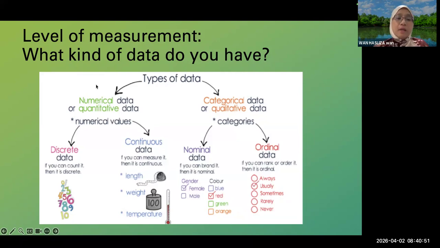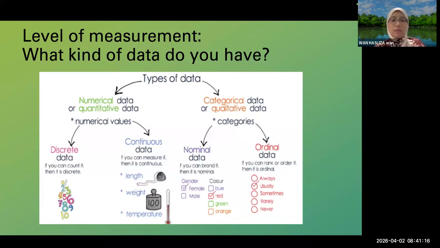Numerical data has two types: discrete and continuous. What is discrete? Discrete means you can count. For example, how many kids do you have? I have 2 kids. How many cars do you have? I have 3 cars. It means you can count.